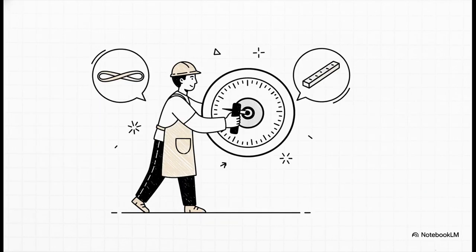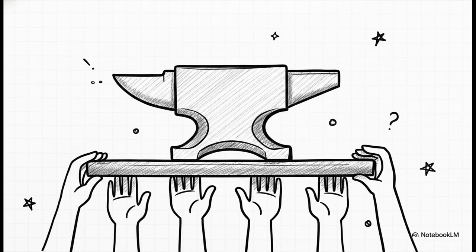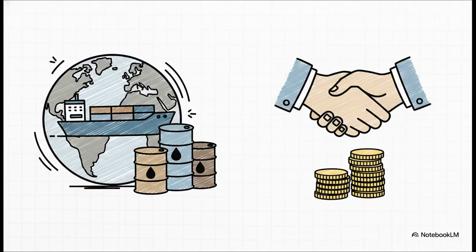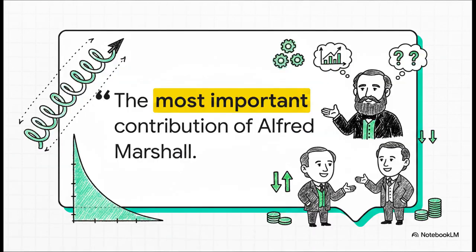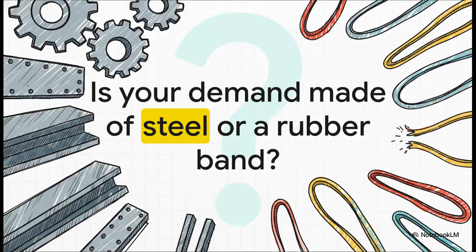Why does all this matter? Well, for producers, knowing your product's elasticity is absolutely crucial for setting prices. Governments heavily tax goods with relatively inelastic demand, simply because people will keep buying them regardless of price. It even impacts global forces, like OPEC raising oil prices, or workers successfully negotiating for higher wages. This concept is literally a game changer. Lord Keynes called it Marshall's most important contribution to economics. So look at your very next purchase and ask, is my demand for this made of steel or a rubber band?